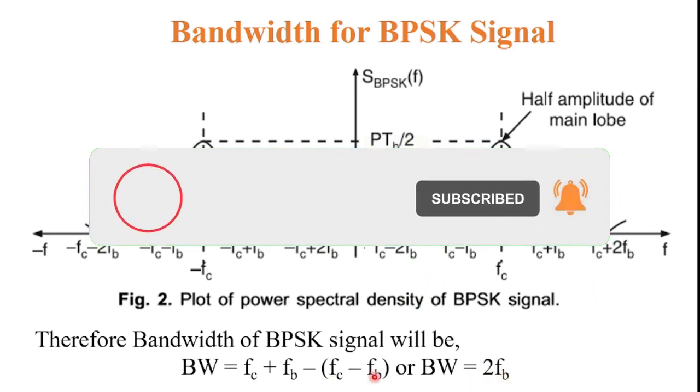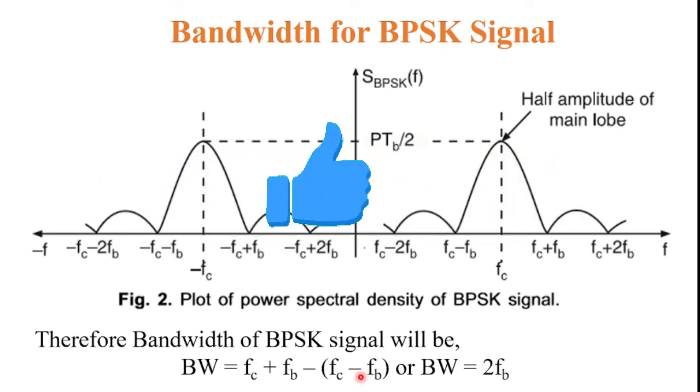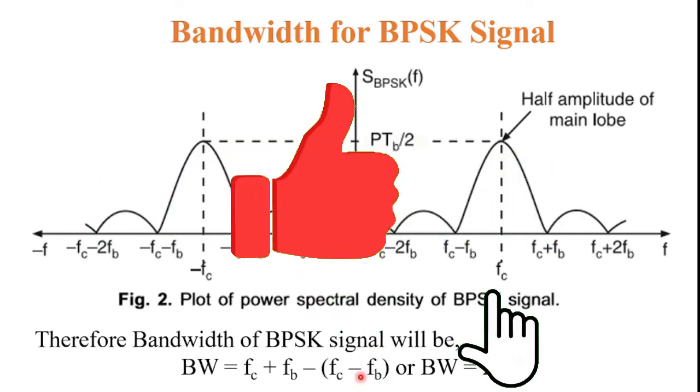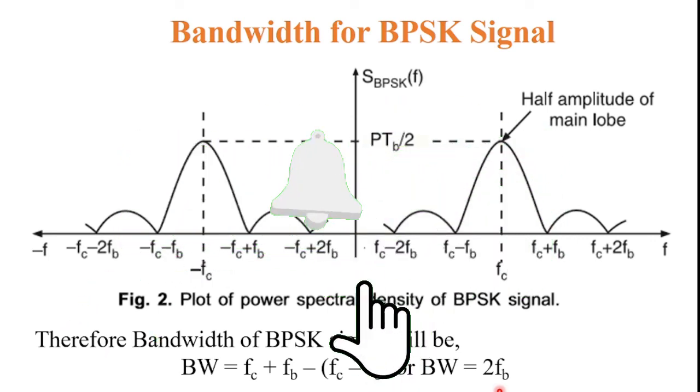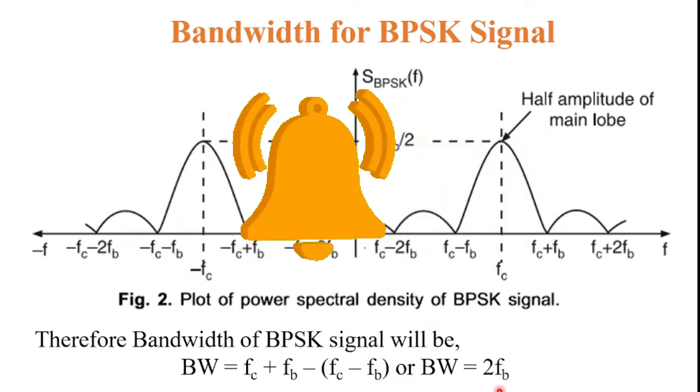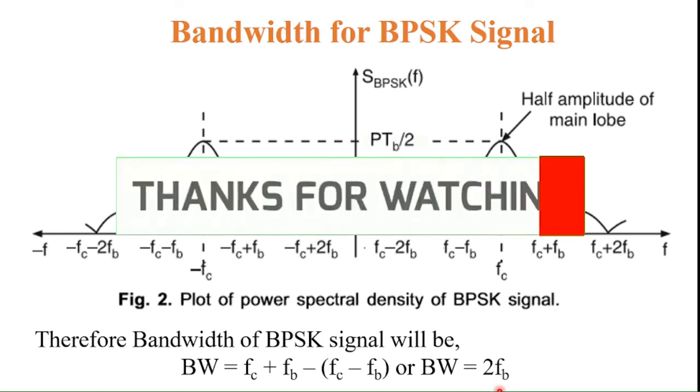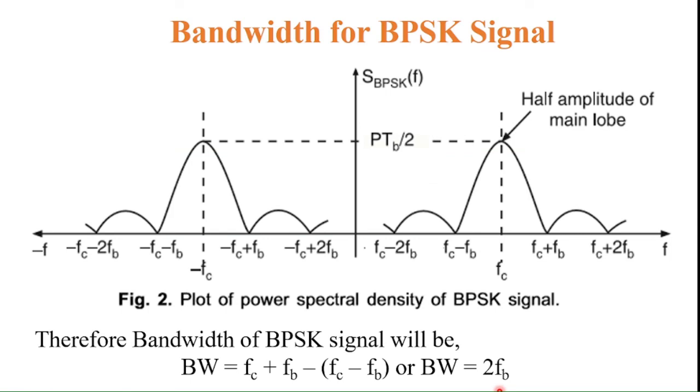Hence the minimum bandwidth of the BPSK signal is equal to twice the highest frequency component in the baseband signal. Fb is the frequency component of the baseband signal. The bandwidth of the BPSK signal is twice the highest frequency component of the baseband signal, that is 2 into Fb.